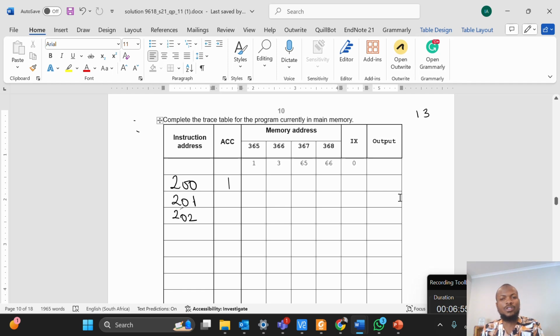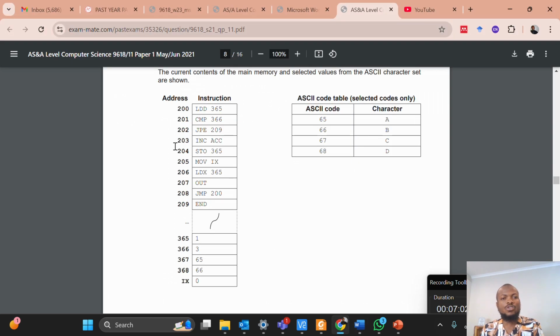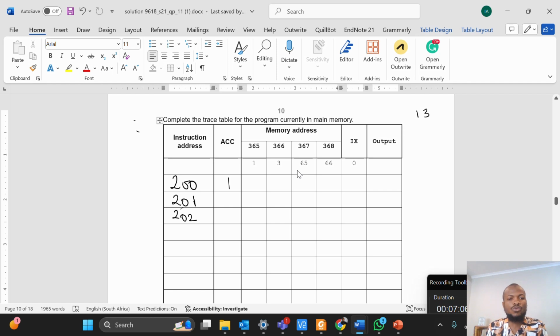201, nothing is written because it's just a comparison. 202, nothing is written because it is not true. Okay, so it doesn't go to 209. So what is the next thing? It goes to 203. So address 203.